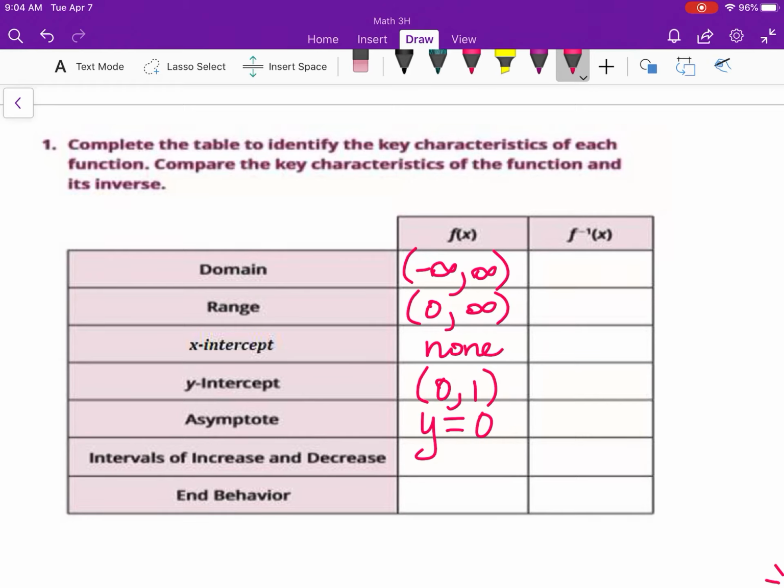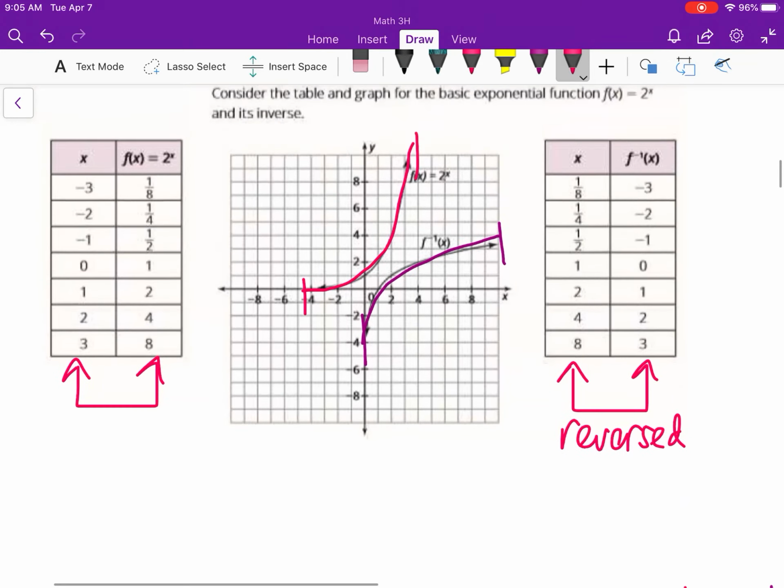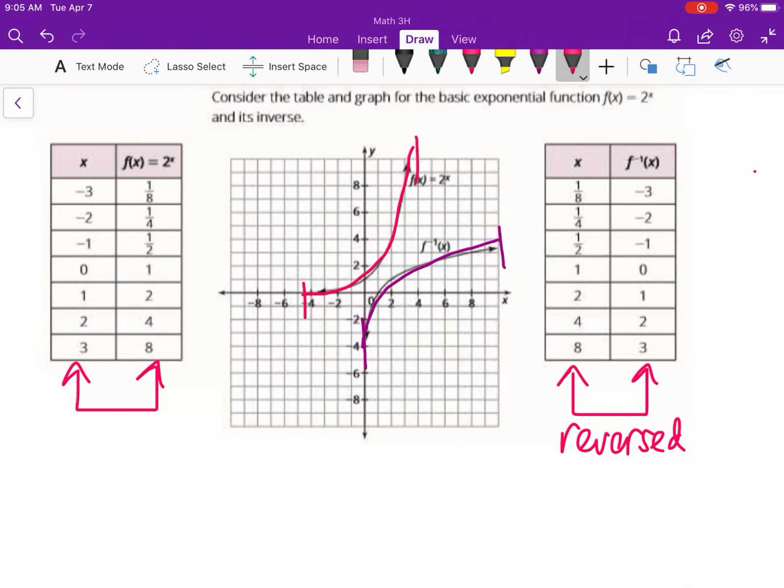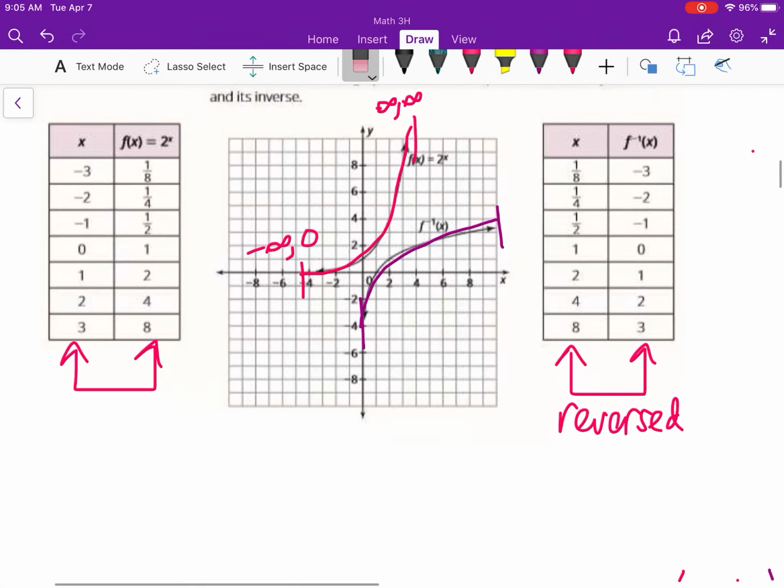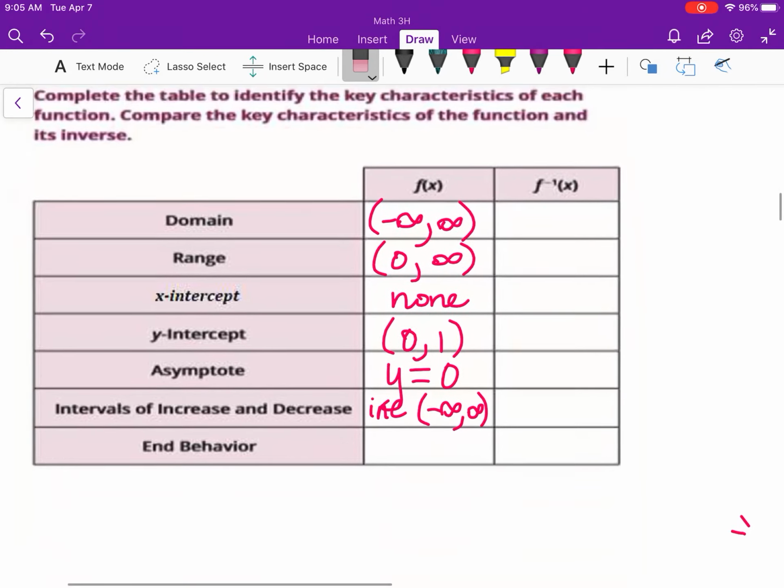This one is an interval of increase from negative infinity to infinity. And then, of course, your favorite, your end behavior. Up here, we're looking as x goes to infinity, so does the y. This one over here, as x goes to negative infinity, y goes to 0. I wrote that a little different than we're used to, but that's okay. It should still give you an idea what's going on.